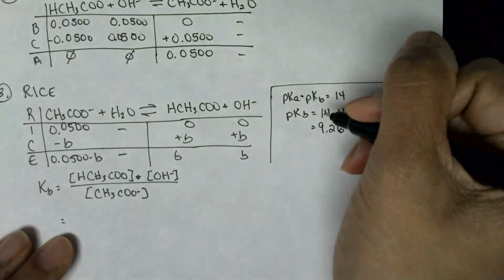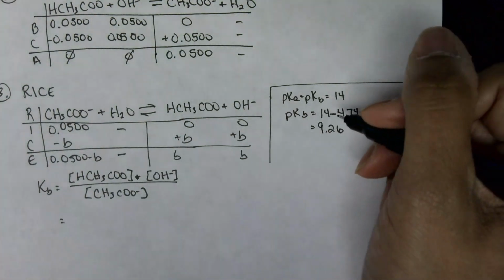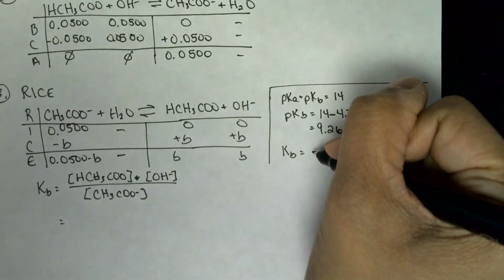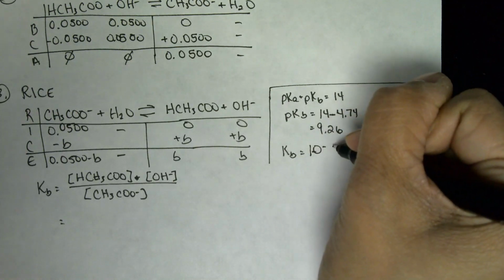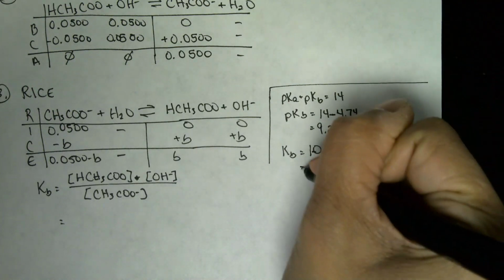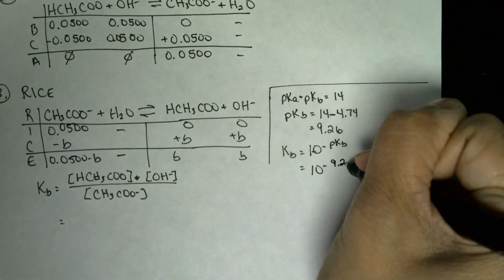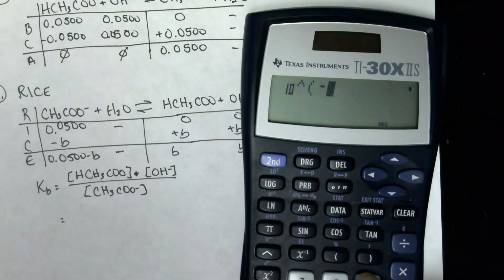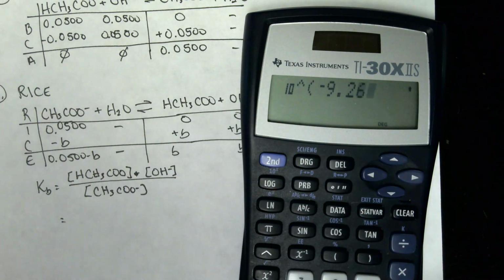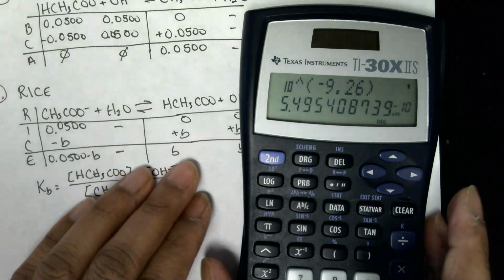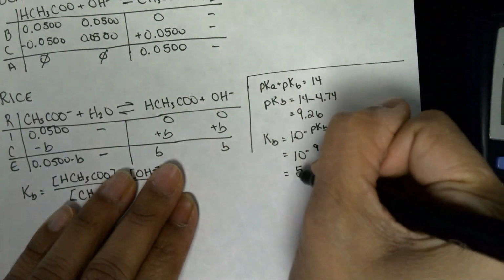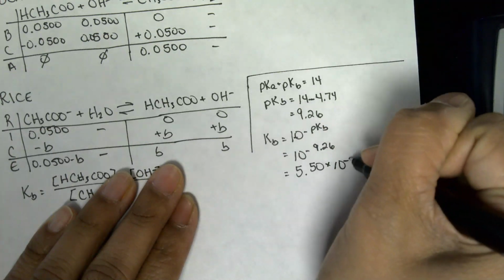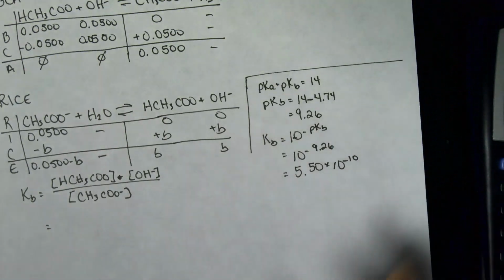Cool, that's my pKb. Now I need to find my KB. So my KB is equal to 10 to the negative pKb. So 10 to the negative 9.26. Definitely not doing mental math with that. Negative 9.26. Cool. So that is 5.495. That looks like 5.50 times 10 to the negative 10th for my KB.